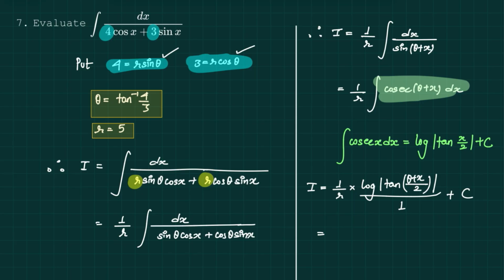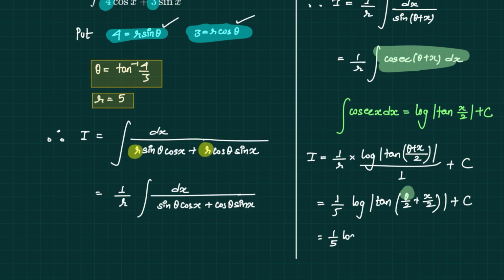Now let us put back the value of r, that is 1 by r is 1 by 5 into log of tan, first separate the 2, then we will have theta by 2 plus x by 2, plus c. Now let us replace this theta, then we will have 1 by 5 log of tan, theta is tan inverse 4 by 3, so here it will be 1 by 2 tan inverse of 4 by 3 plus x by 2, plus c.